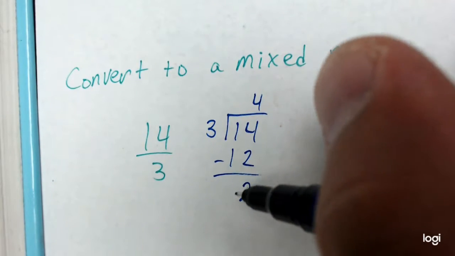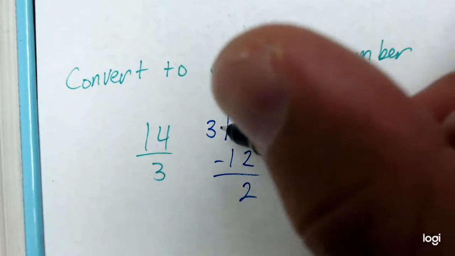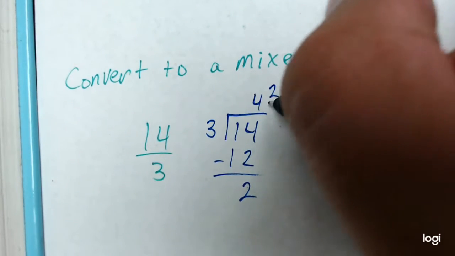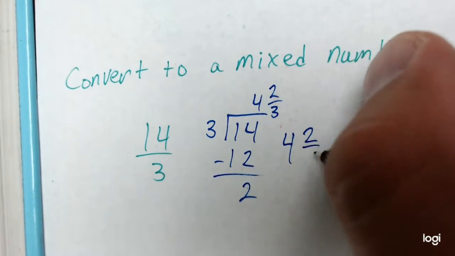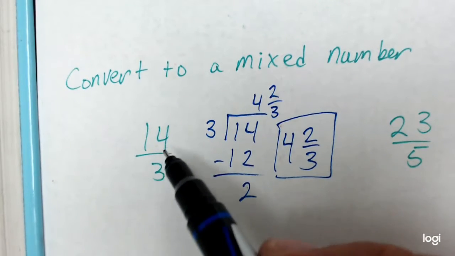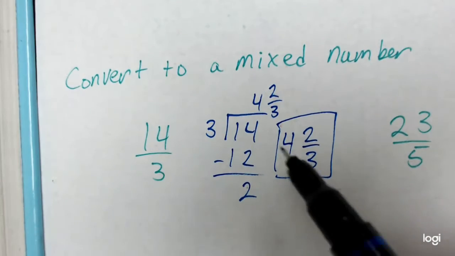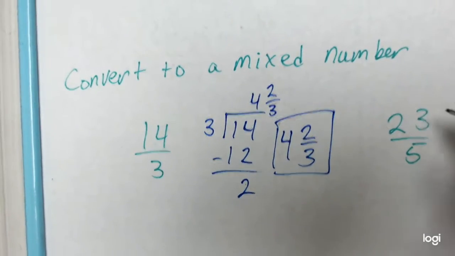Now, if you remember, instead of writing remainder 2, I'm going to take my remainder of 2 and write it as a fraction over my divisor. So I get 4 2/3. So my final answer is 4 2/3. All right, that's how I convert an improper fraction to a mixed number. I just divide, write the remainder as a fraction. Okay? Let's do it one more time.